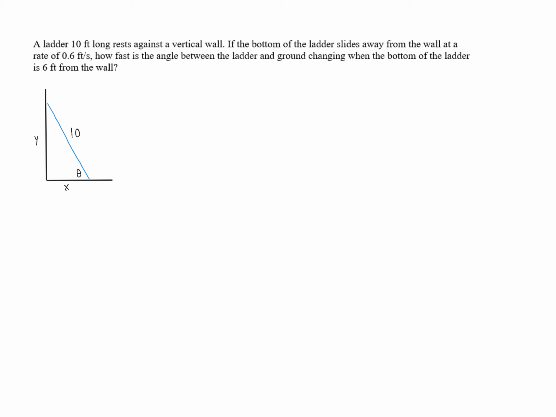And the relationship I see here is cosine. Basically, cosine of theta is going to be x over 10. So that is the relationship that we can leverage here. We want to differentiate both sides of this with respect to time. The derivative of cosine is negative sine. So we've got negative sine of theta times d theta over dt. And then the derivative of x over 10 is 1/10, but then times dx over dt, because x is a function of time. So now we've got all of those things in.